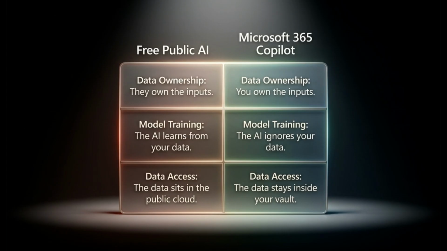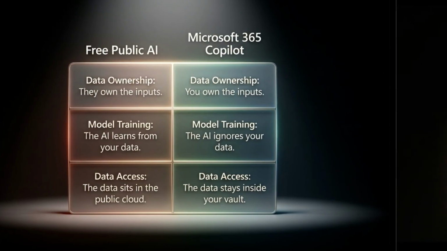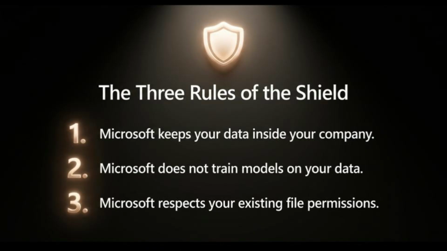With free public AI, the AI learns from your data, which sits in the public cloud, and they own the inputs. With Microsoft 365 Copilot, you own the inputs, the AI ignores your data, and your data stays inside your vault. The 3 rules of the shield are: Microsoft keeps your data inside your company, does not train models on your data, and respects your existing file permissions.